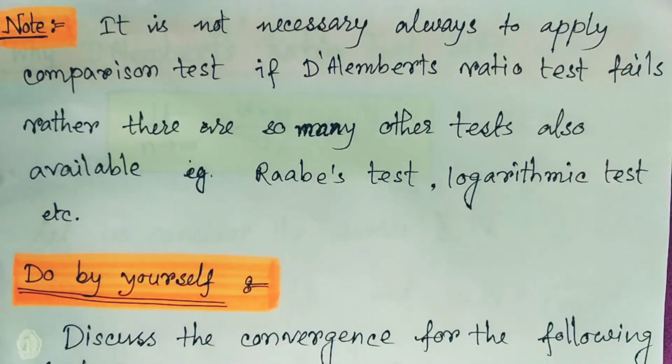So I hope you understand what D'Alembert's ratio test is and when to apply this one. But remember, it is not necessarily always to apply comparison test only if D'Alembert's ratio test fails. Rather, there are so many other tests also available like Raabe's test, logarithmic test. That test also we can apply when D'Alembert's ratio test fails.